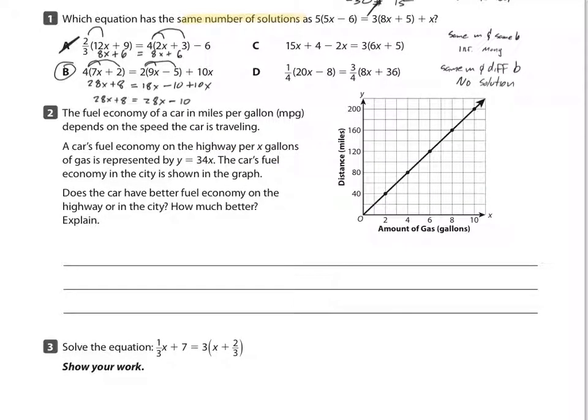Number 2 says the fuel economy of a car in miles per gallon (mpg) depends on the speed the car is traveling. Okay, so let's highlight the information that we need from that part. So we're going to be dealing with miles per gallon, and that's going to depend on the speed of the car.